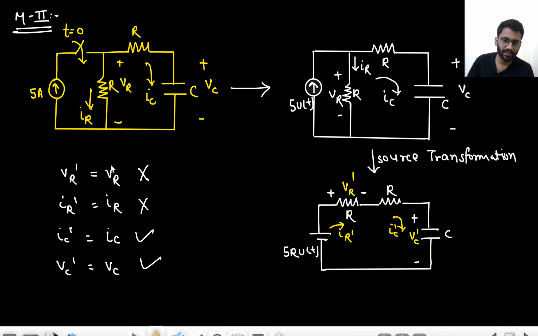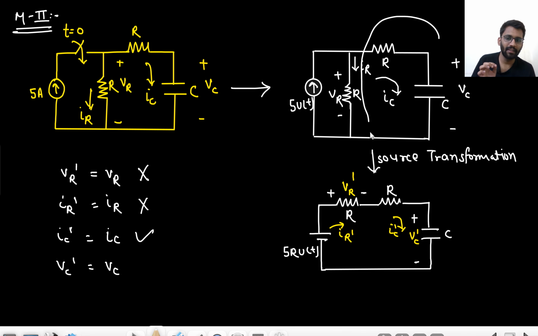So this is not the same. If you need to find VR and IR, you have to solve this circuit only. You can't find VR and IR from this circuit. From here you can find only the two components, that is IC and VC, because they are not getting converted, right?